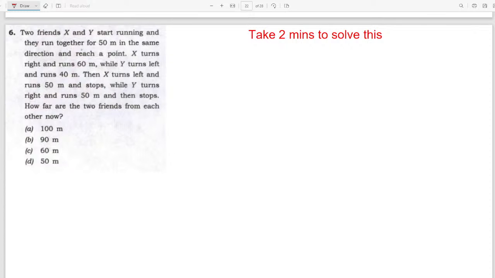Time. So people who have not yet posted your answers, please do so. Most of them have got option A. Let's see what's the correct answer.